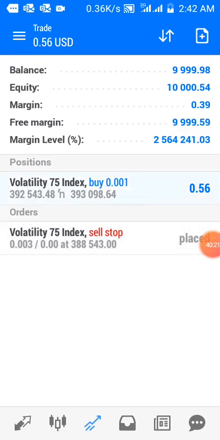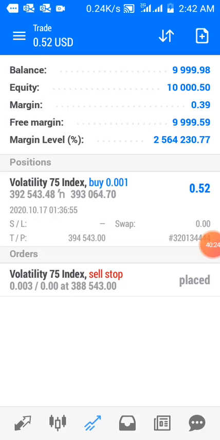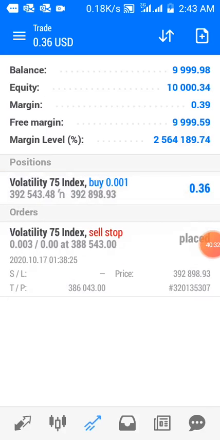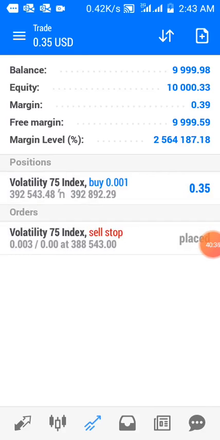Now remember, the first trade is 0.001. This first edge trade is 0.003. Remember, we said the second edge trade will now be a buy trade, a buy stop, and it will be 0.008, and the point will be exactly the same point as our first trade.